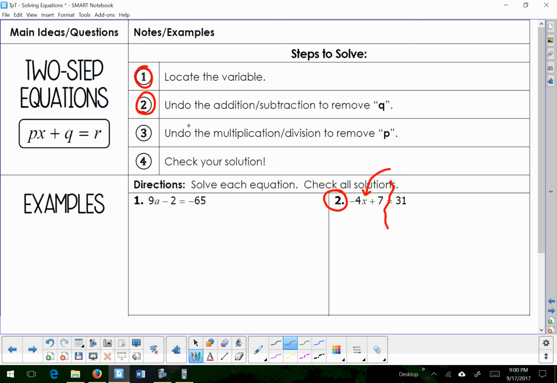Step 2. Undo the addition or subtraction to remove the number in the Q position. The Q position is the constant value. In this case, the constant is positive 7. So to remove that positive 7, I'm going to subtract 7 from both sides of my equal sign. Cross off my inverses and rewrite my problem.